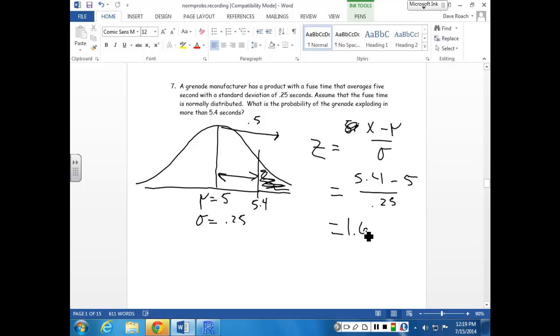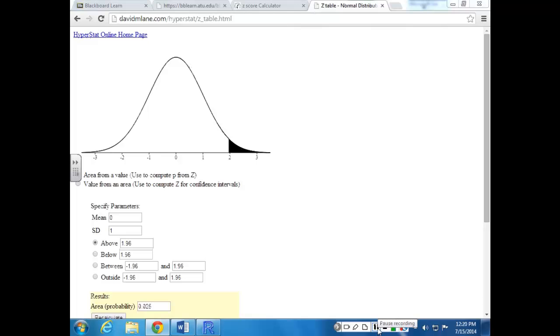And then if you look up in your Z table for 1.6, you'll get 0.4452. Again, that's this part, 0.4452. But we need to subtract that from 0.5, and we'll get 0.0548.